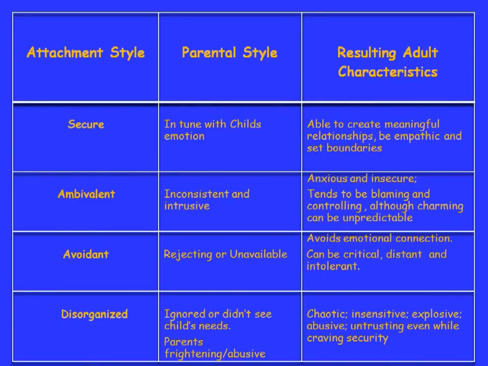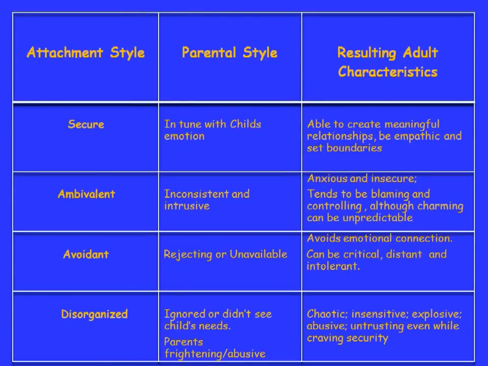The ambivalent attachment, parenting may be inconsistent and intrusive. Parents being inconsistent, giving love and then withdrawing it, being very intrusive into the children's lives, not giving a child privacy, that type of thing can end up with an adult being anxious and insecure, who can tend to blame and control. But they can be very charming people, but they're very unpredictable.